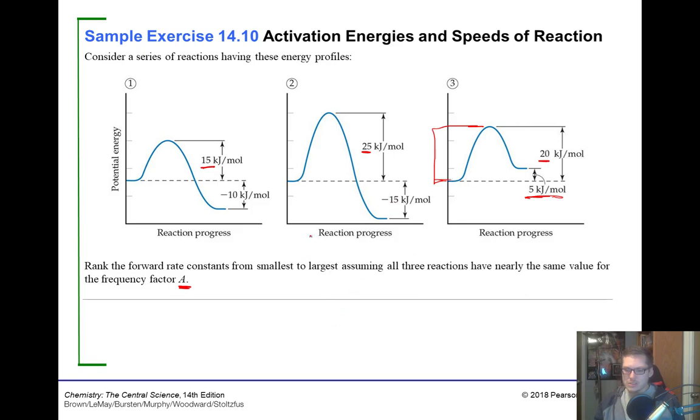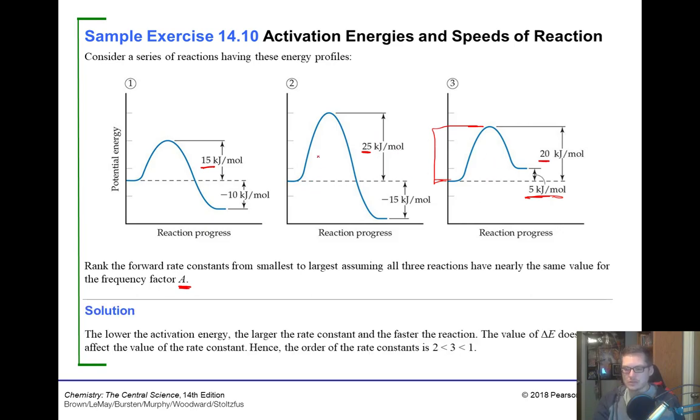So from smallest K to largest, 2 has the largest activation energy, so it's got the smallest K value, and then 3, and then 1. So 2, 3, 1 should be the answer. Yep, and that's what they got. 2, 3, 1.